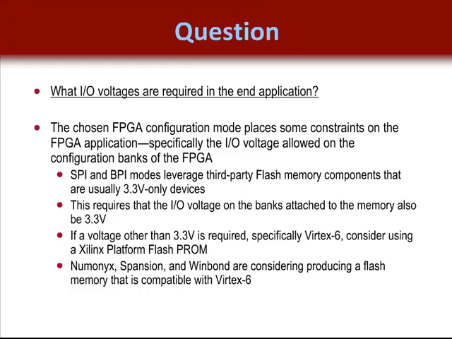The most common scenario customers are encountering is that the Virtex 6 is powered at 2.5 volts and needs to interface to a 3.3 volt SPI or BPI component. If that is the case with your design, you may want to consider using a Xilinx platform flash PROM. Also remember that other vendors are eventually going to be producing a compatible flash memory. So check the vendors you see listed here in this slide if you're using a SPI or a BPI configuration mode for Virtex 6 and you don't want to use a Xilinx platform flash device.